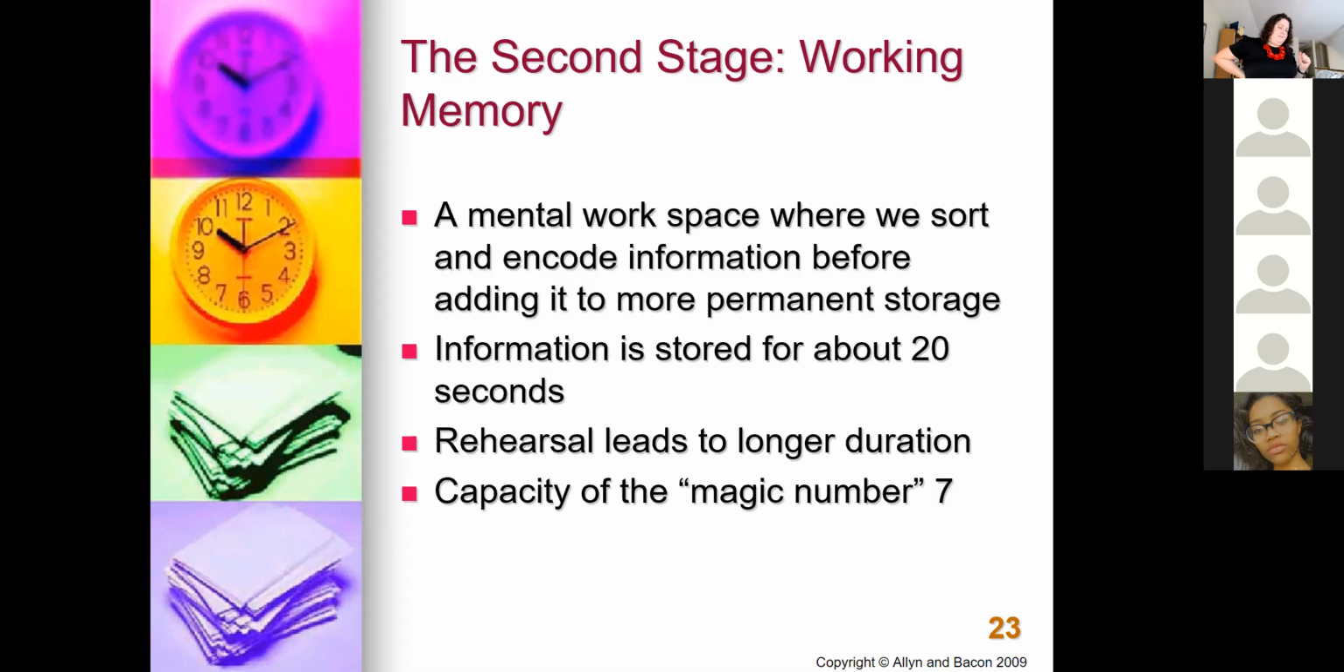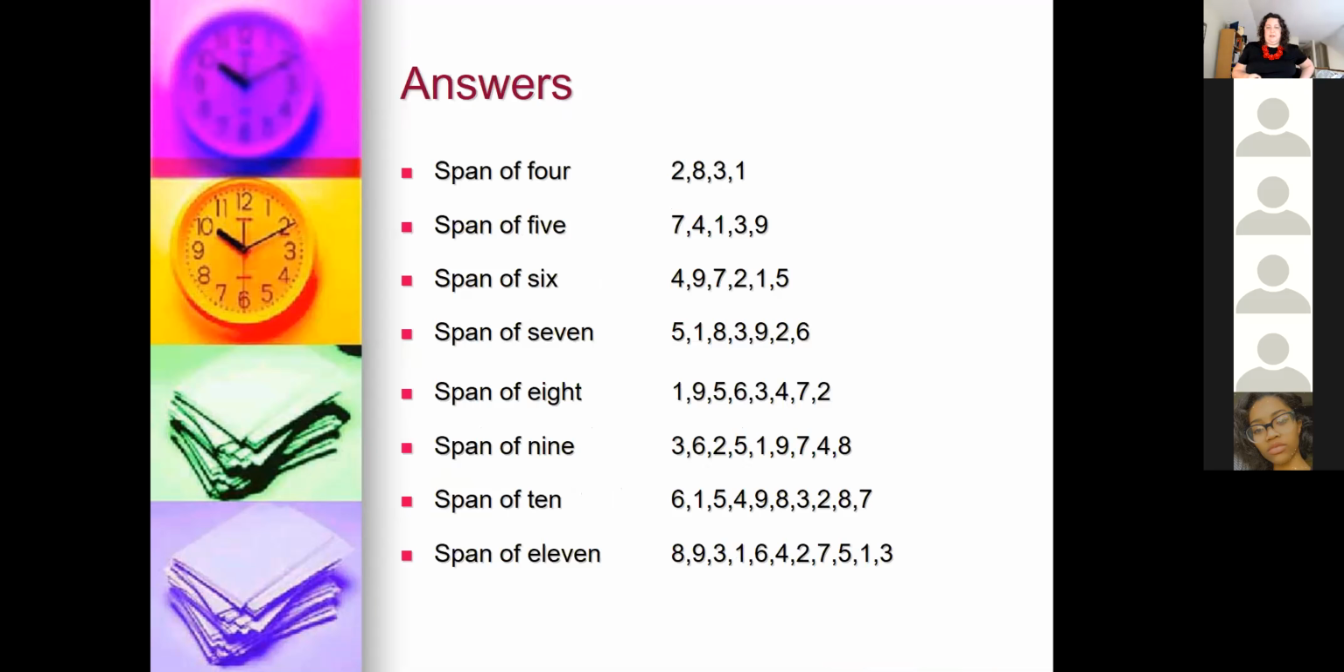Alrighty, last one I'm gonna do. 6, 1, 5, 4, 9, 8, 3, 2, 8, 7. Write them down. All right, I didn't do the 11 because I didn't want to torture y'all. But here are the correct answers for those.